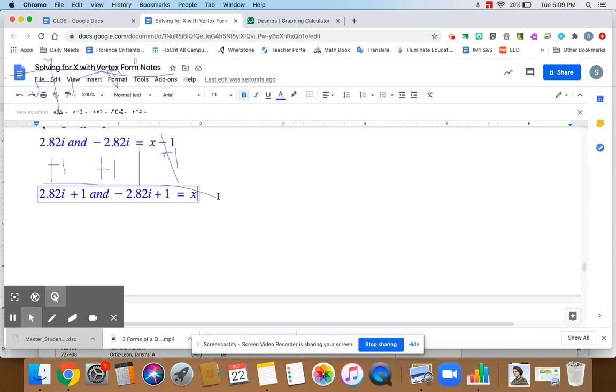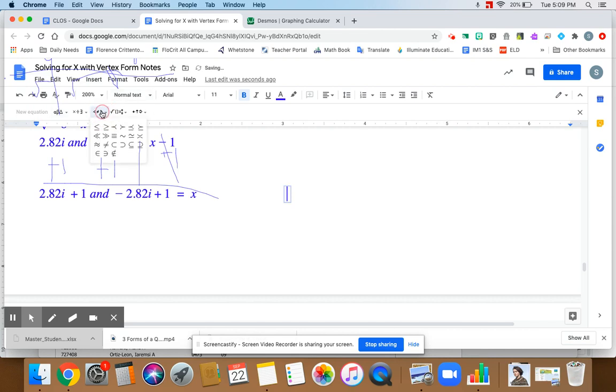So much so that you're allowed, because of the imaginary numbers, because you can't combine them with the plus 1, it's okay to just write plus or minus 2.82i and then the plus 1. Presenting the positive version and the negative version of it.